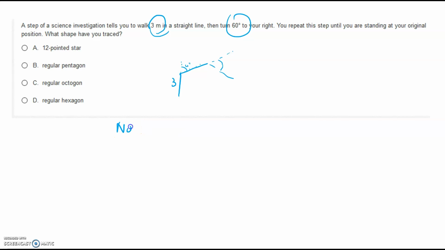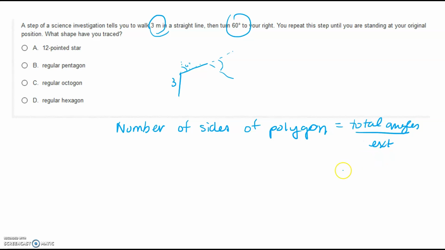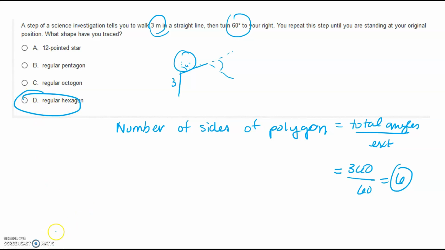But what happens is this is actually something that we learn in 7th grade math. I'm not sure if they even covered it in your lesson, but it says number of sides of a polygon equals the total angles divided by the exterior. So we know the exterior angle is going to be 60. We know the total is 360 because all of the exterior angles add up to 360. So we get 6 sides, which is your regular hexagon. I'm going to go ahead and stop there, and I'll start the next video on number 9.